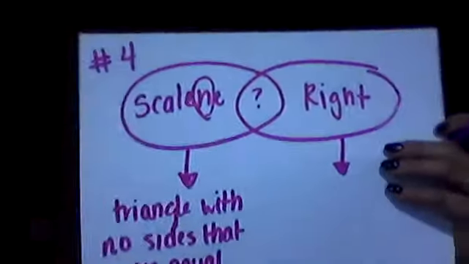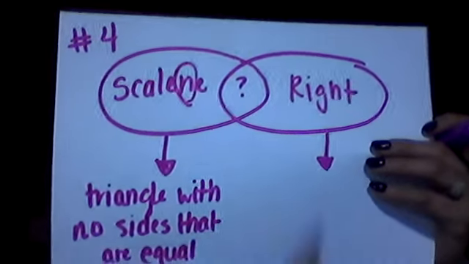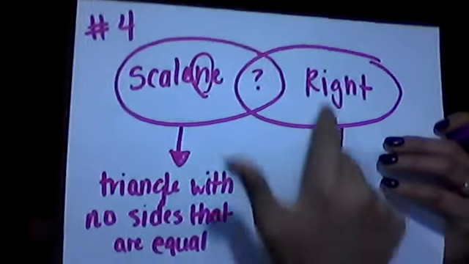Okay. Let's talk about a right triangle. Okay. So on this side they're talking about sides. This side they're talking about angles. Okay. So a right triangle has one angle that is exactly 90 degrees. And again, guys, this is all in our journal notes that we took.